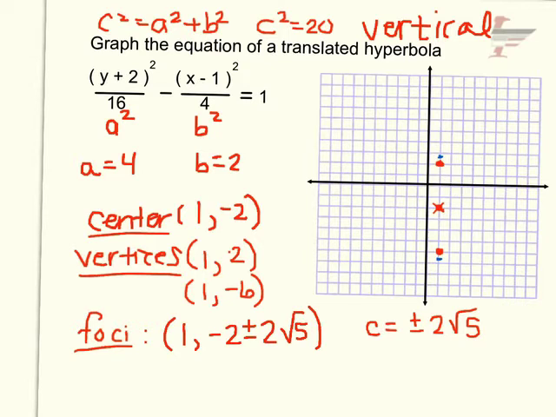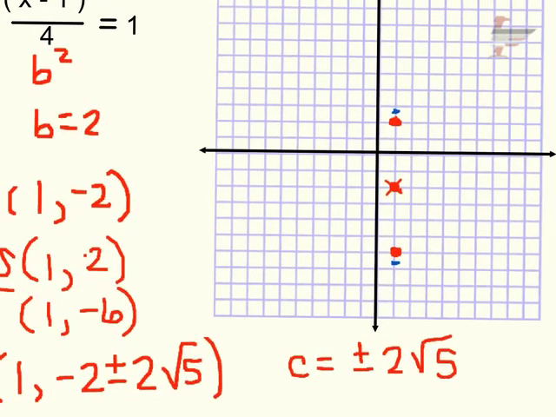So last but not least, in the x direction, I know I'm going to go b units from my center. So I'm going to plot that. I'm going to go 2 units in the x direction from my center. And that's going to make that rectangular box region again. That's optional. You don't have to draw it in, but that helps you get your asymptotes. So remember, your asymptotes go from the center to the corner of each of my boxes.